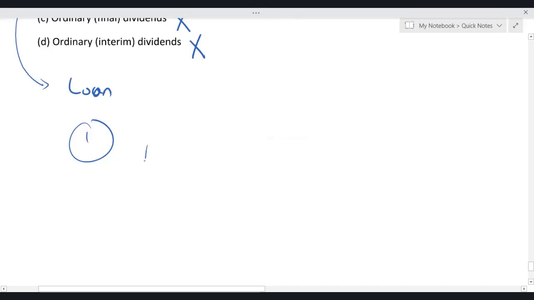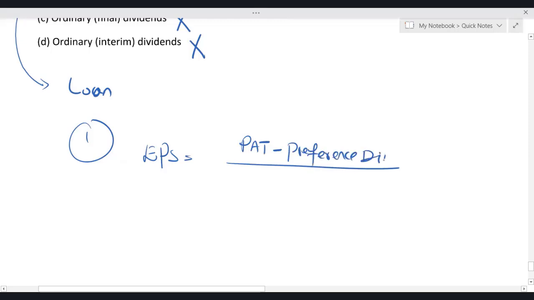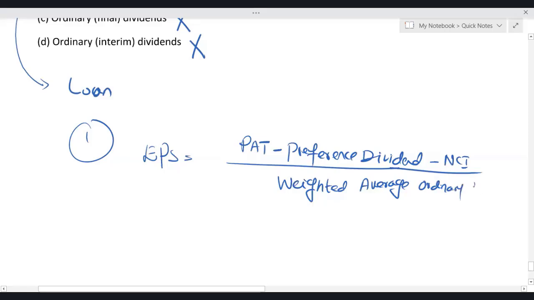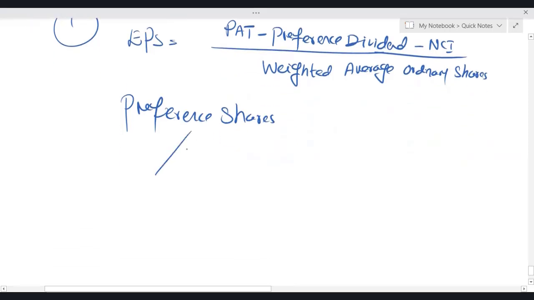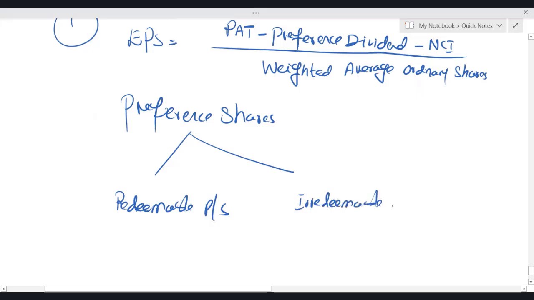Number 1, obviously the formula of earning per share: profit after tax, minus preference dividend. We have not seen NCI, non-controlling interest, yet. It's better to just know the concept. Divided by weighted average ordinary shares. Preference shares: there are two types of preference shares, redeemable preference shares and irredeemable preference shares.